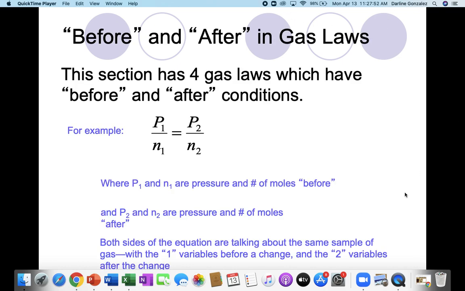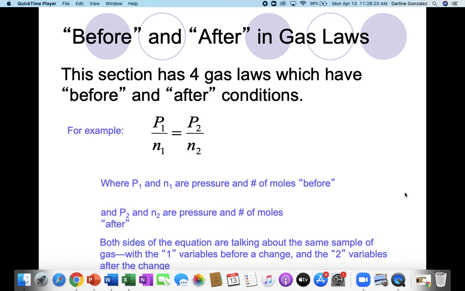The laws that we're going to talk about have what we call a before and after. So all of these gas laws are: okay, this is scenario one. What happens if I change the pressure, for example? What would the after effect be? What would be affected? Or let's say this is all the information I have about this gas. What if I change the pressure or the temperature or the number of moles? What would the after effect be?